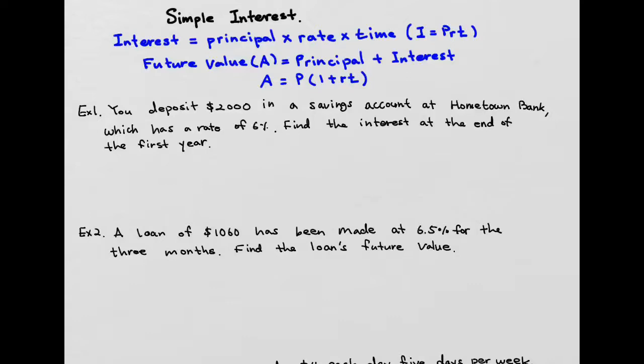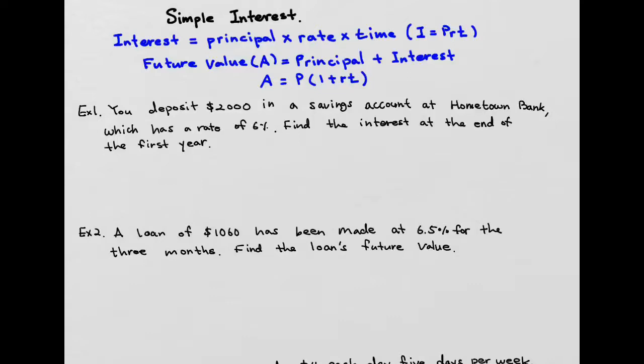So let's see if we can find example 1 solutions. Example 1 is asking: you deposit $2,000 in a savings account with 6% interest. Find the interest at the end of the first year. So here, don't forget we're just looking for interest. So this is the formula we're going to end up using for this problem.